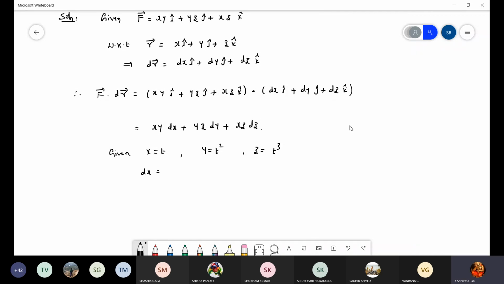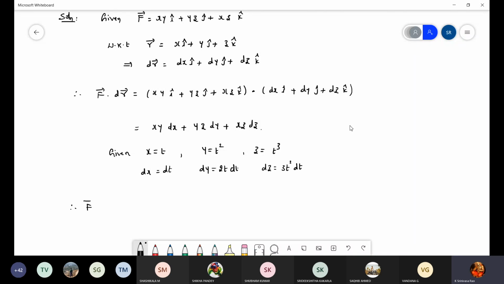What is dx? If x is equal to t, what is dx? Dx means it is dt, just a differentiation. Yes, dt, not 1. Dy is, what is the differentiation of 2t square? 2t dt. And dz is 3t square dt. Now substitute all six terms in the F dot dr.